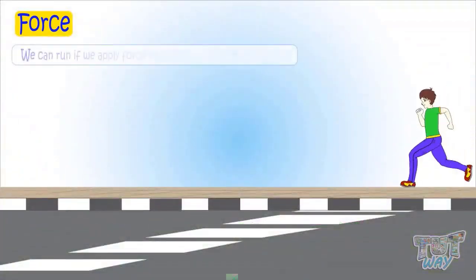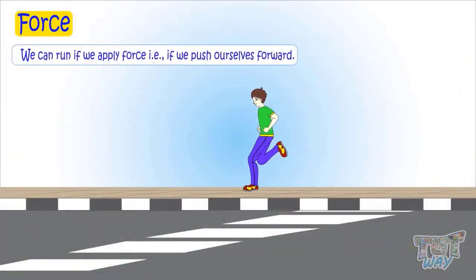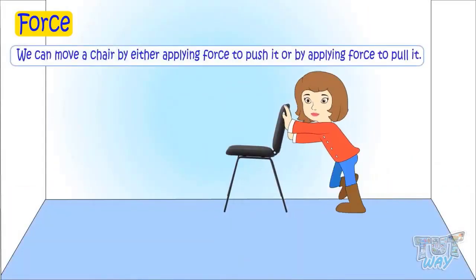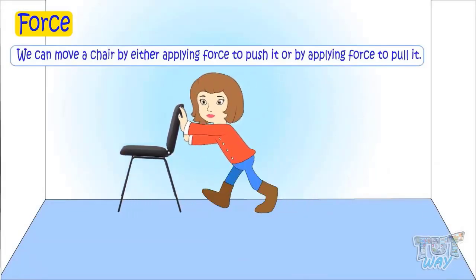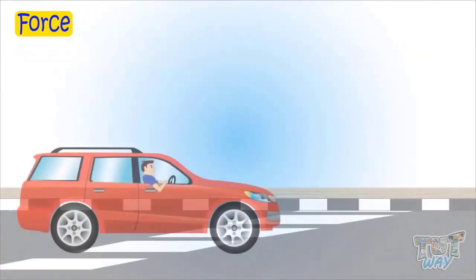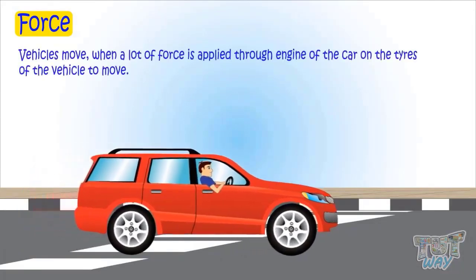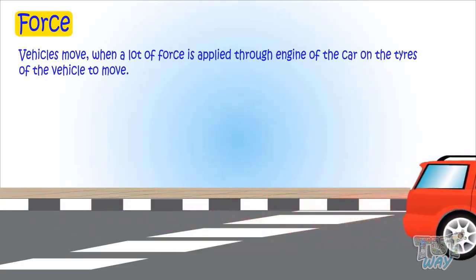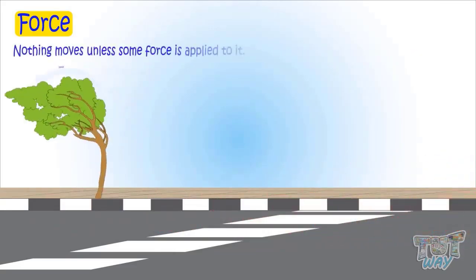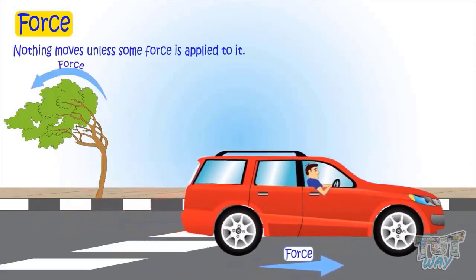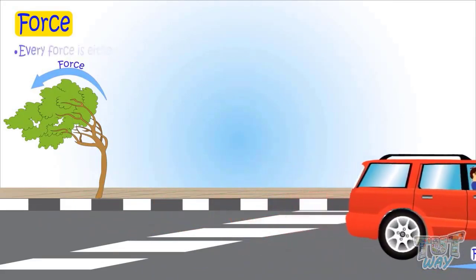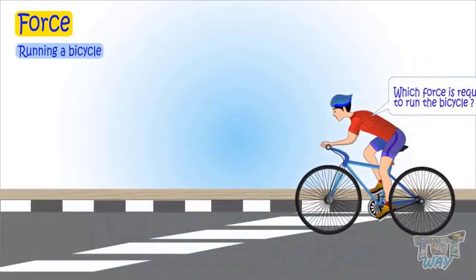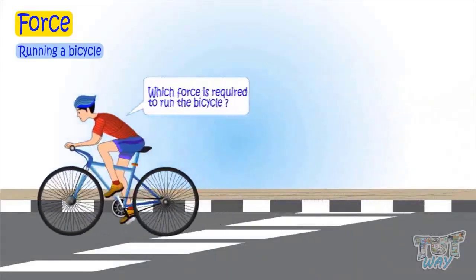We can run if we apply force, that is, we push ourselves forward. We can move a chair by either applying force to push it or apply force to pull it. Vehicles move when lots of force is applied through the engine of the car on the tires of the vehicles to move. That is, nothing moves unless some force is applied to it, and every force is either push or pull.